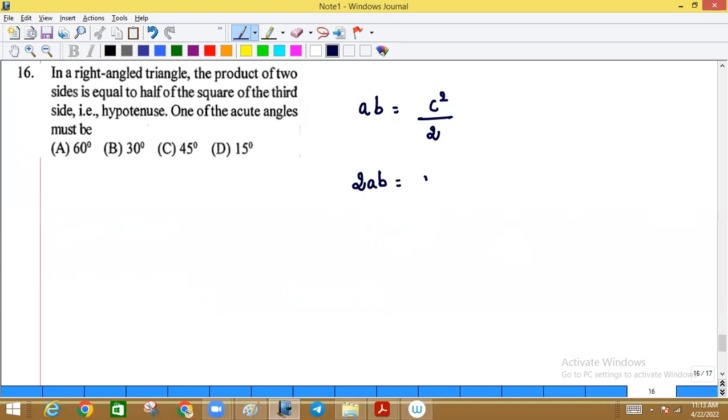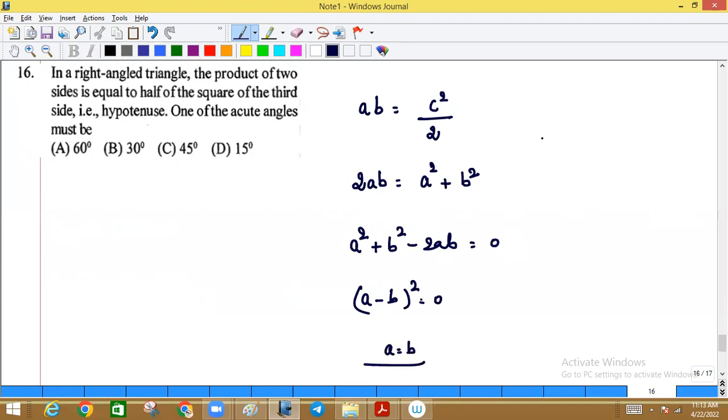C square is A square plus B square because it's a right angle triangle. So he is giving you that A square plus B square minus 2AB is equal to 0. A minus B whole square is equal to 0. Indirectly, he is giving you that A is equal to B. Meaning, it is an isosceles right triangle.